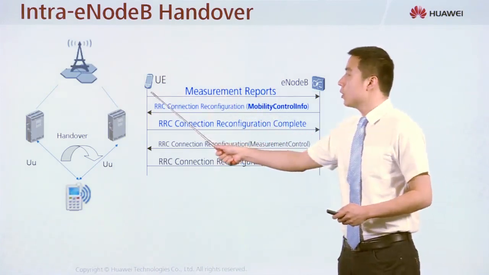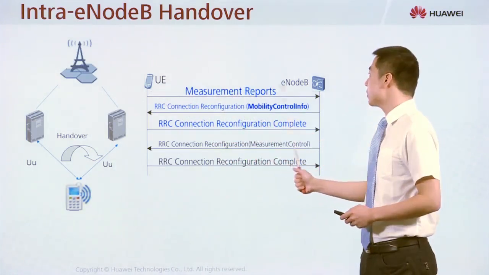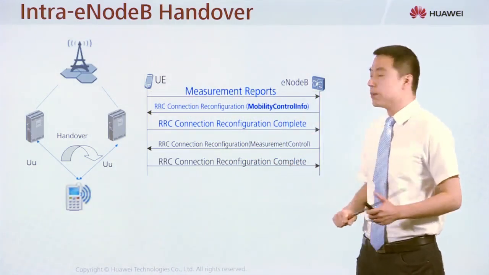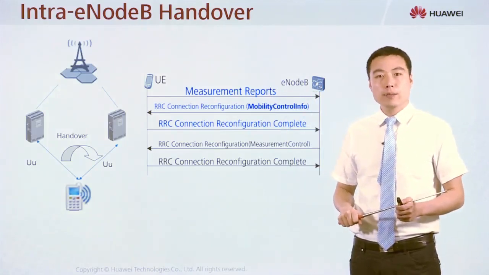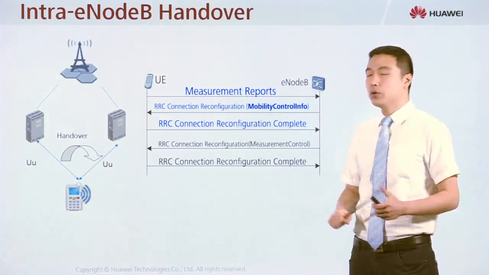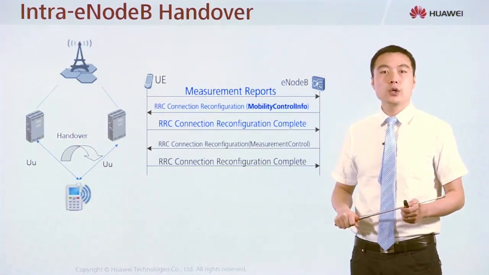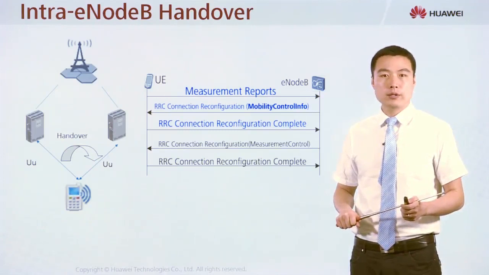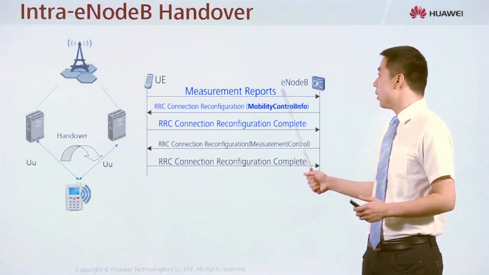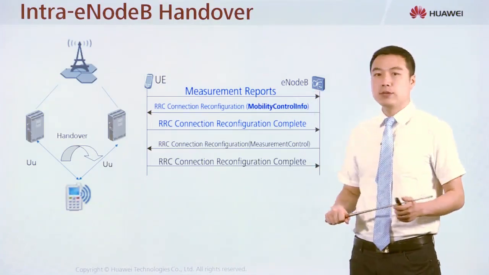First, the UE will send the measurement report to the eNode B. Actually, before the measurement report, the UE will perform the measurement. The UE will measure the neighbor cells. If some of the neighbor cells match the criterion, the UE will send the report to the eNode B. And the eNode B receives the report.